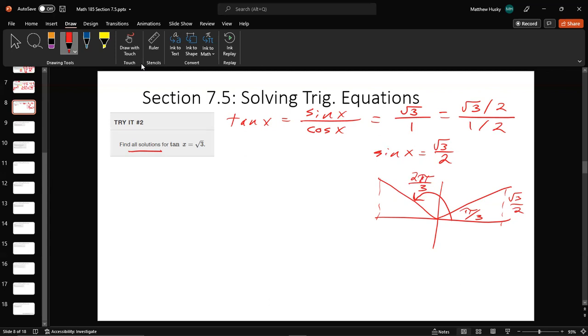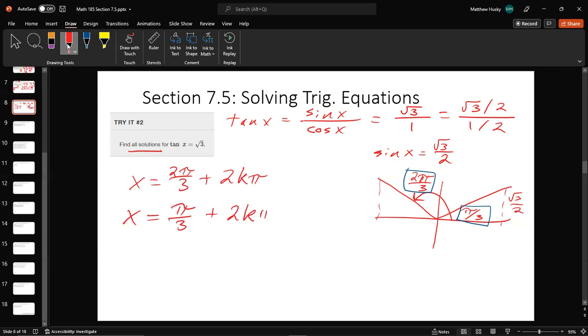And that's it. But we also need, okay, so we have this. And then here again, they're saying all solutions. So what that means is that we need to add additional turns around the circle in order to get what we are after. So x is going to be 2 pi over 3 plus 2k pi, and then it's also going to be pi over 3 plus 2k pi.